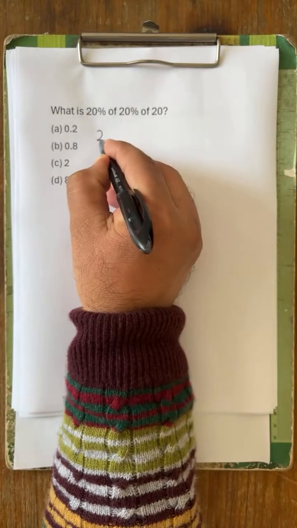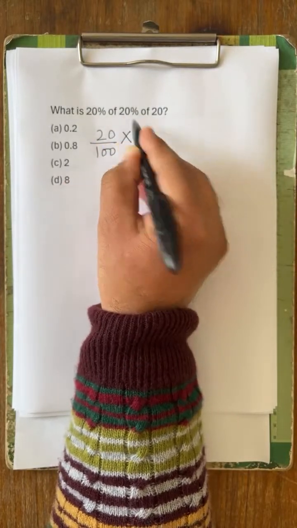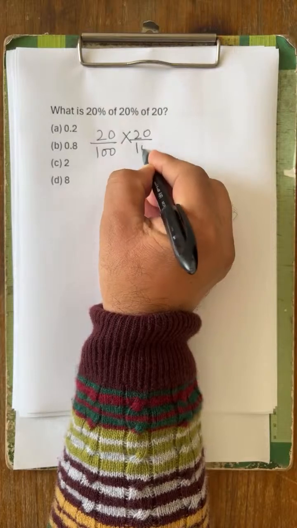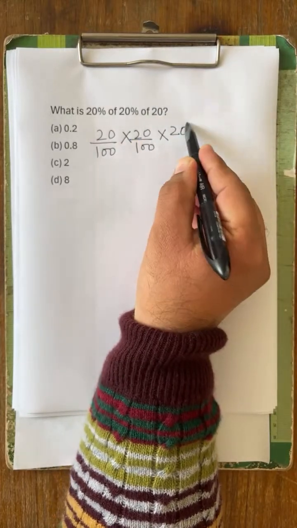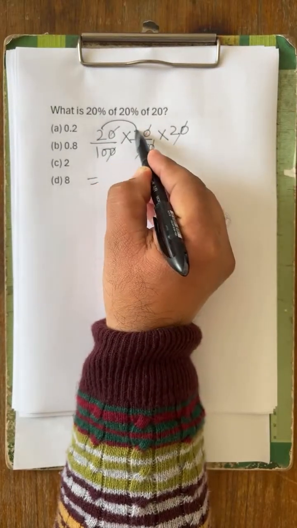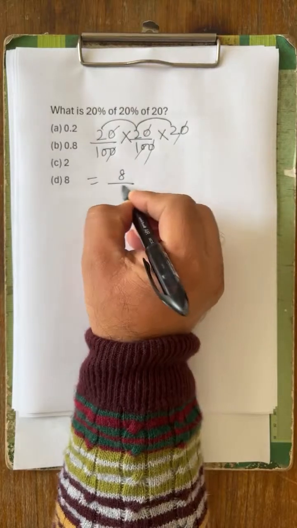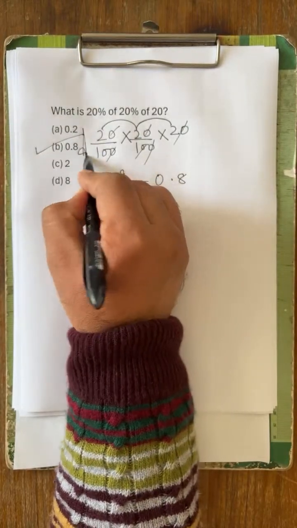We have to find 20% is 20 upon 100. Of means multiply. Again 20%, 20 upon 100. Of means multiply into 20. Now this 0 cancels. We are left with 2 into 2, 4, 4 2s are 8. 8 upon 10, that is 0.8. Option B will be our correct answer.